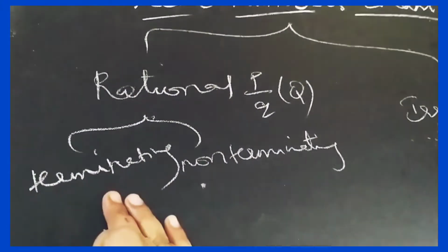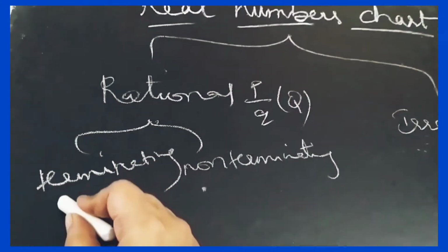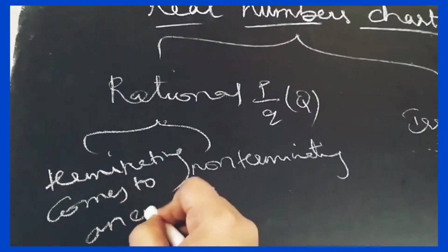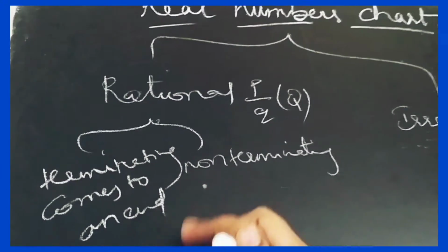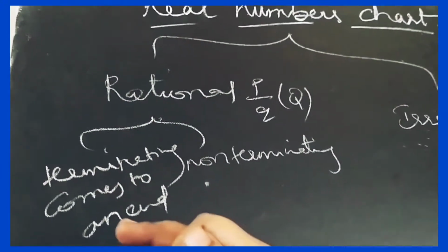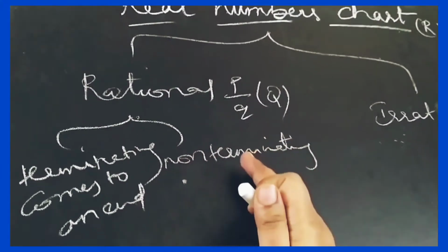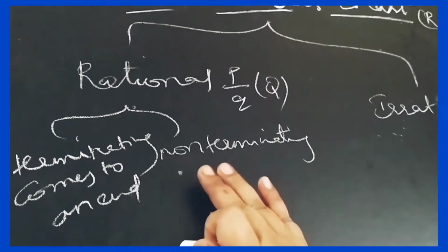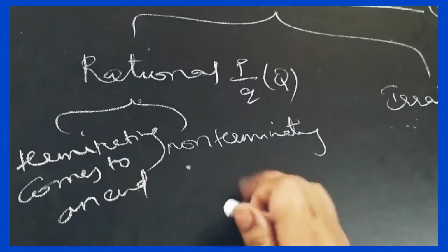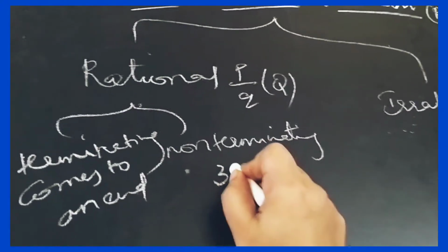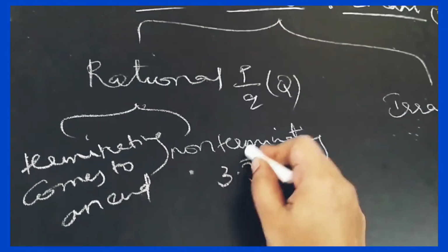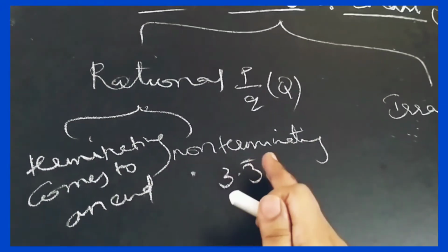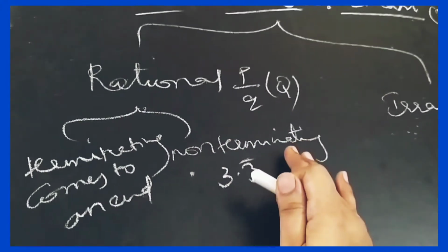Terminating number means it comes to an end. When we divide two numbers, the remainder will be 0. Non-terminating means the answer does not come to 0. If we take 3.3 bar, bar means it is repeating, so the answer does not come to an end. It is a non-terminating decimal.